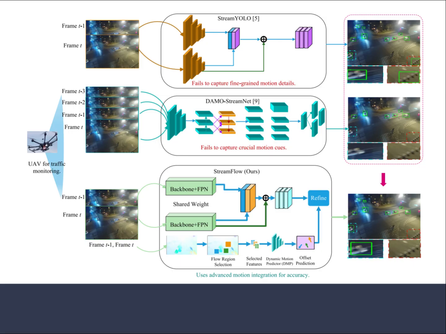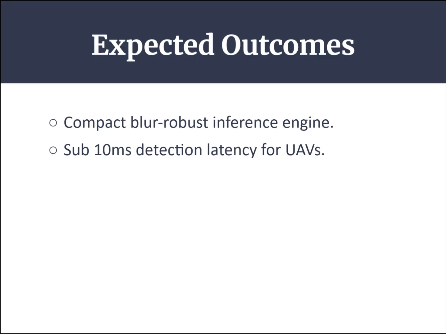Now, what are the expected outcomes or deliverables from this project? We want a compact blur robust detection engine which is suitable for deployment on drones, and real-time inference with a sub 10 millisecond latency, which is ideal for high speed UAV operations that generally work with 120 hertz refresh rate cameras.